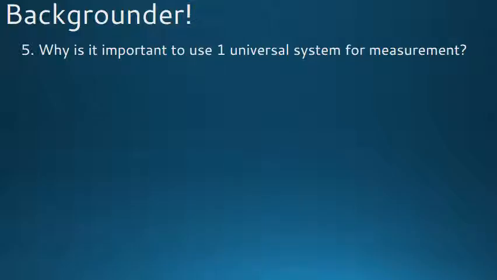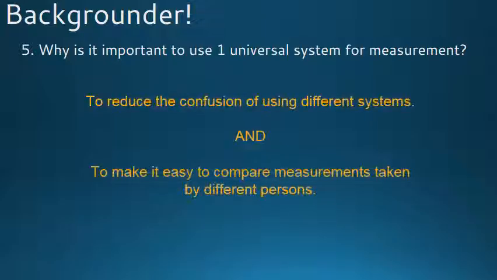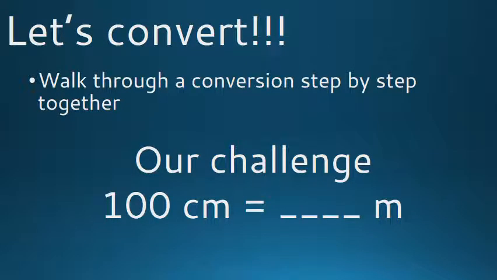Why is it important to use one universal system for measurement? This is the last part of our backgrounder. Well, we've talked about that for about 2 days this week. It's important because it reduces the confusion of using different systems, and it also makes it easy to compare measurements taken by different people. Eliminate that confusion.